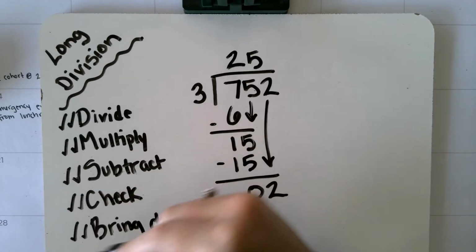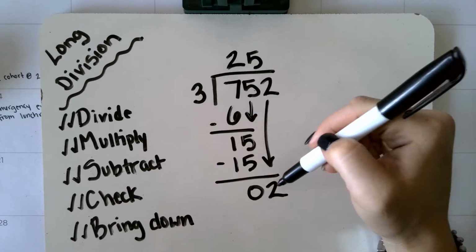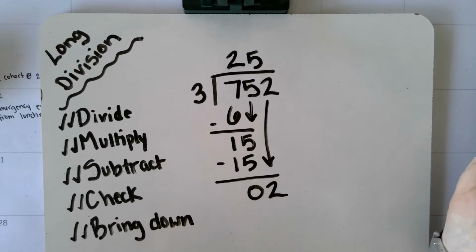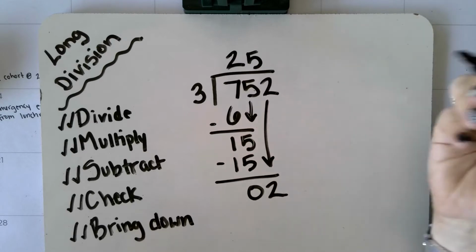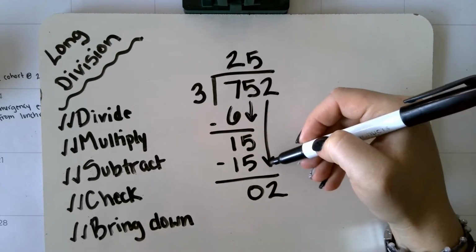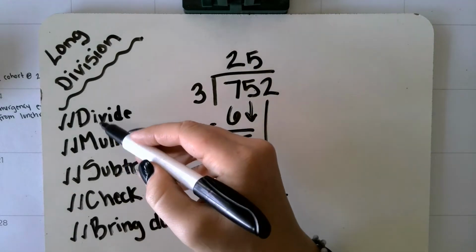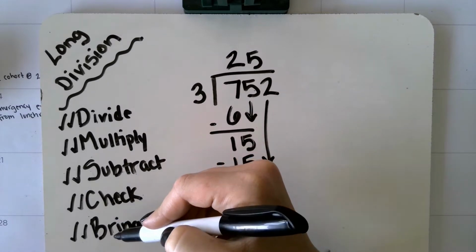So now we're going to repeat our steps and say, how many times can 3 go into 2? So this is where a lot of kids make a mistake because they say, oh, 3 can't go into 2, so that's got to be our remainder. But whenever we have a digit that we have to bring down, we have to re-go through all of the steps before we can make that our remainder.